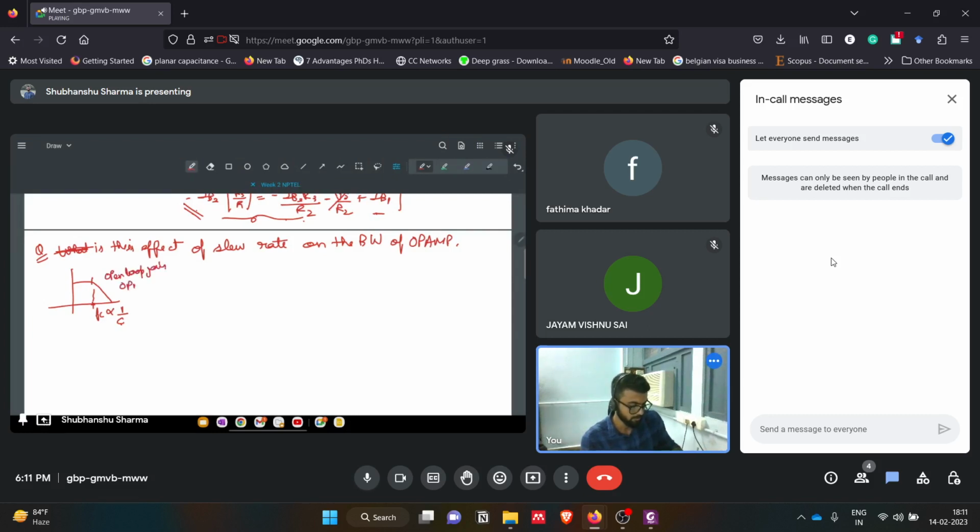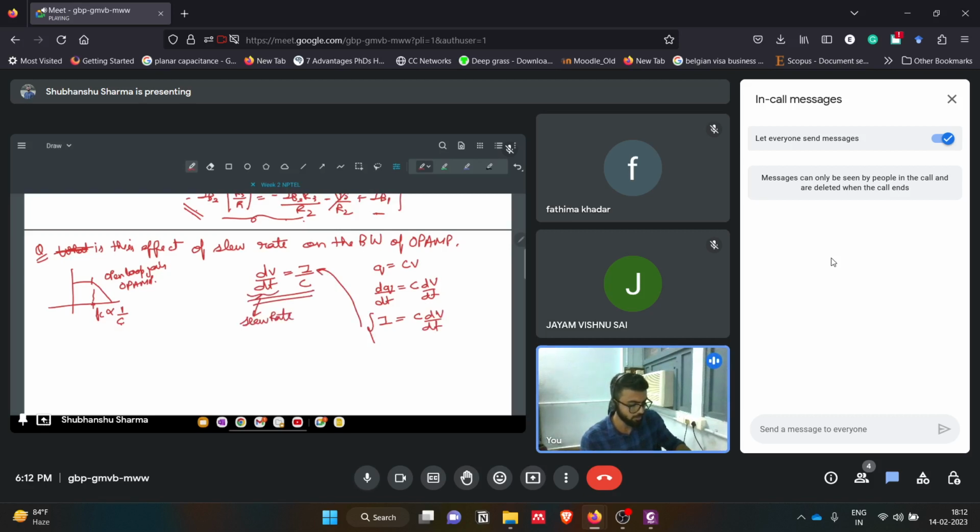Now we know that slew rate is the change in the output voltage, which we can also say is I by C. How do we say this? Since we know Q equals CV, if we differentiate it with respect to time, we get C dV by dt. Then this will be I, this is C, this is dV by dt. So from this we got to know this is the slew rate.